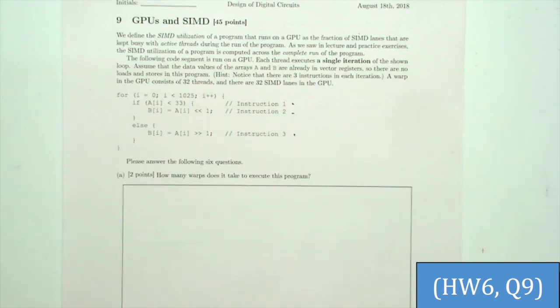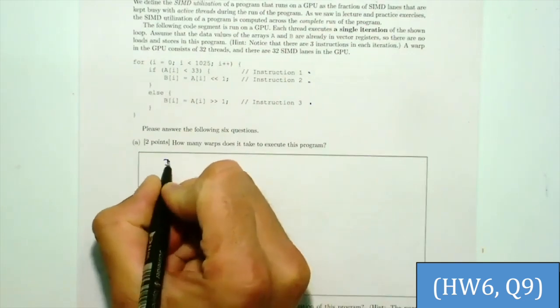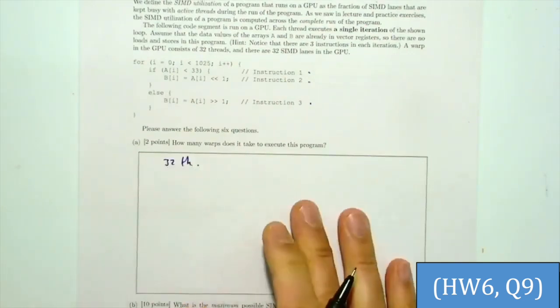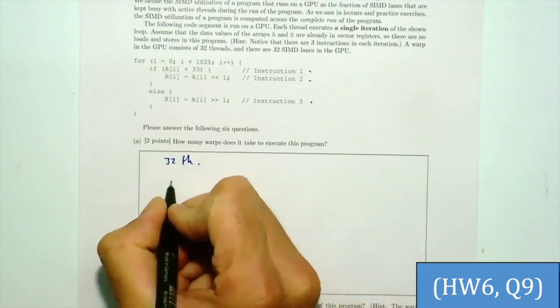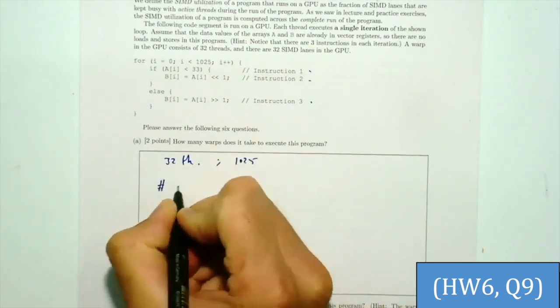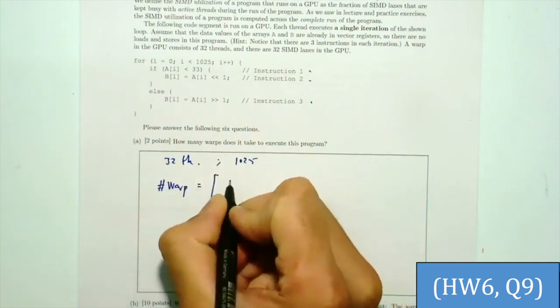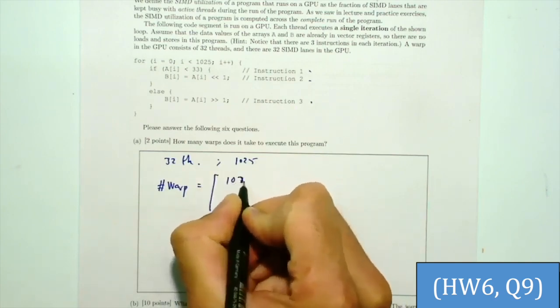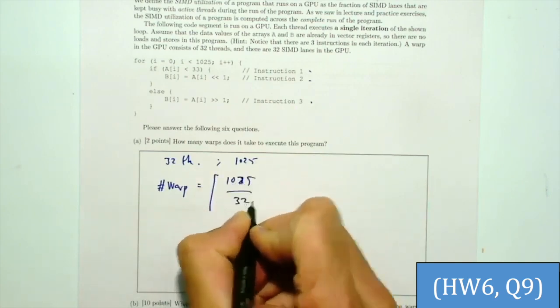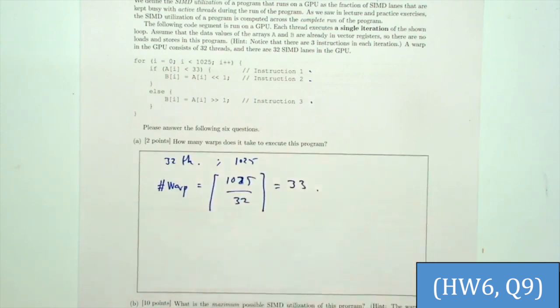A warp in the GPU consists of 32 threads, and there are 32 SIMD lanes in the GPU. So we have warps of 32 threads, that's the warp size in this case, and the total number of iterations that we have is 1025. So the way that we need to calculate the number of warps is by obtaining the ceiling of the division 1025 divided by 32. And this will give us 33 warps, okay?